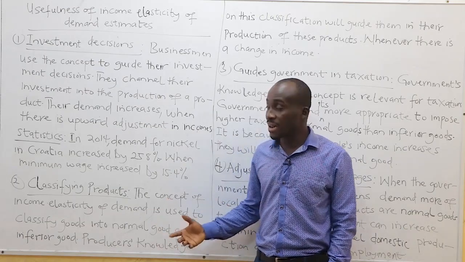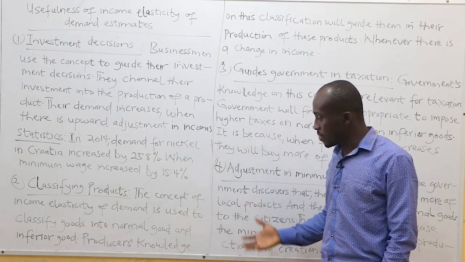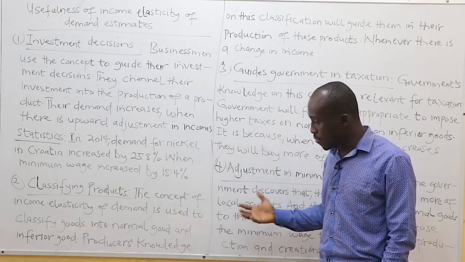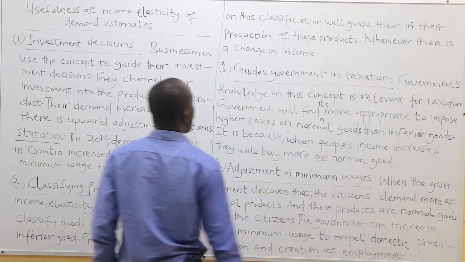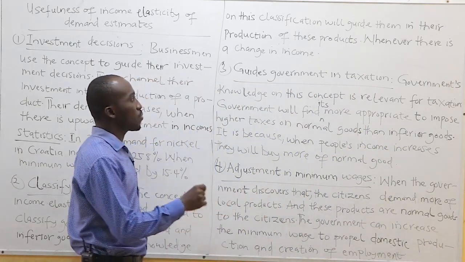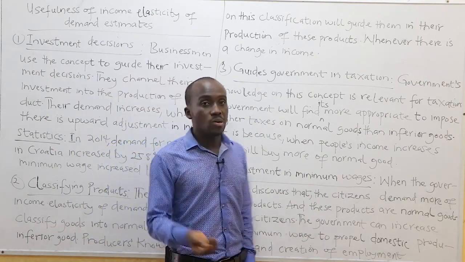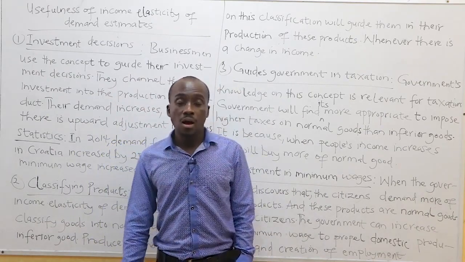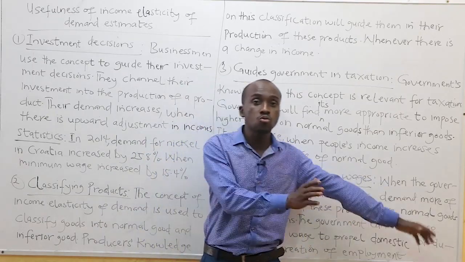It's a classical case. To classify products, the concept of income elasticity of demand is used to classify products into normal goods and inferior goods. Producers' knowledge of this classification will guide them in their production of these products whenever there is an increase in income. The concept is very important. Without this concept, if I'm a producer, I will never know which goods are normal goods and which are inferior goods.